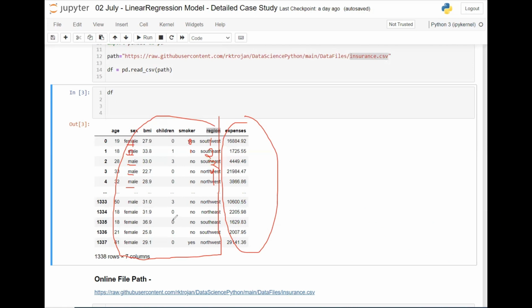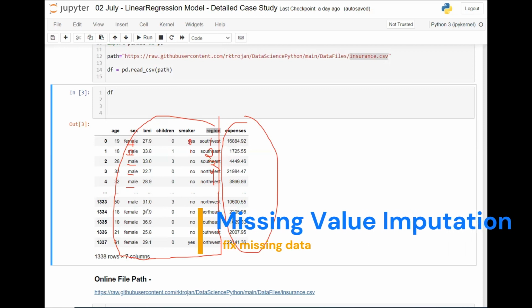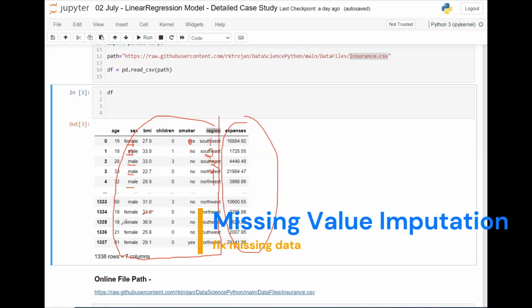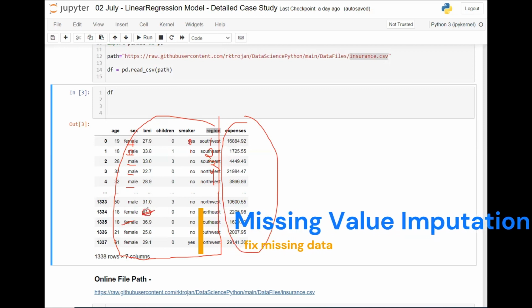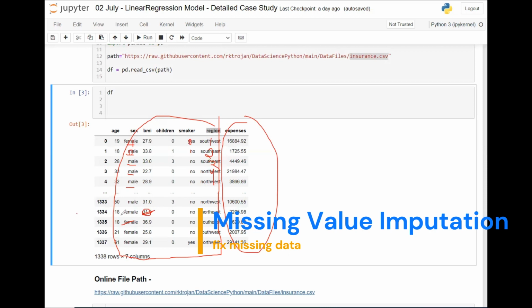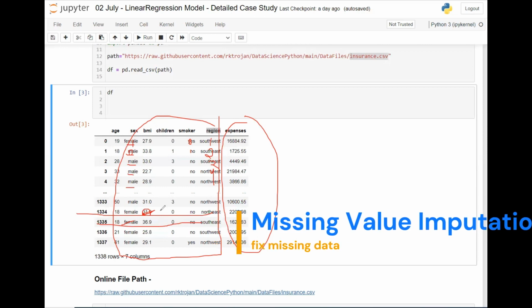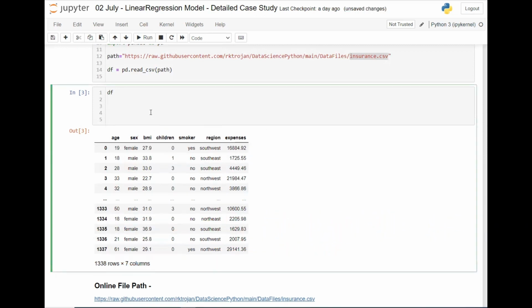Second, in some places you can have missing data. Let's say the BMI was missing in this case, or the gender was missing in a particular case. So we have to look at whether we can generate the missing value, or if we cannot, should we remove that record completely, because that missing value can result in bad training. So either we can try to do missing value imputation.